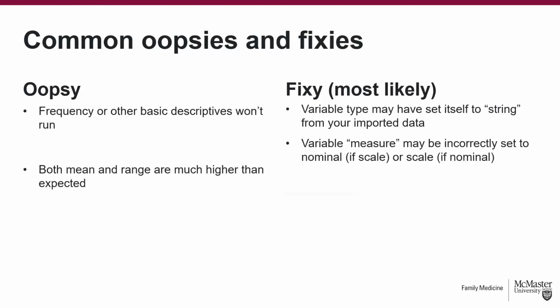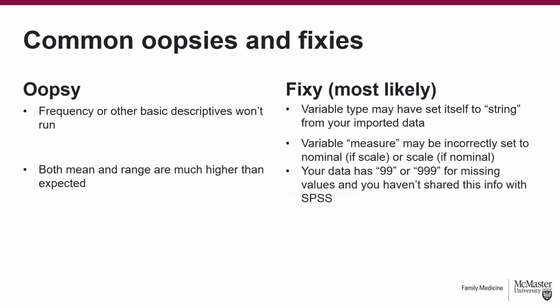If both the mean and the range are much higher than you would expect, that usually means that your data has some 9s or 99s somewhere in there and you haven't shared that info with SPSS. So you could set that in the missing column in the variable view.